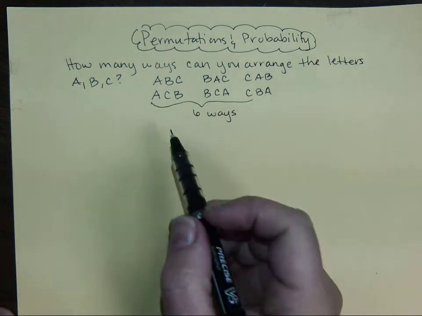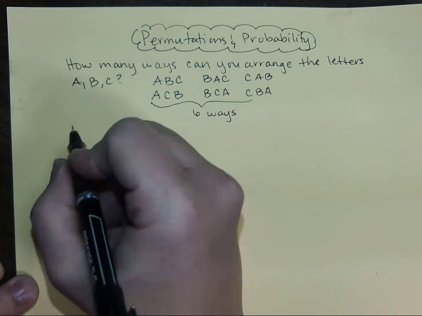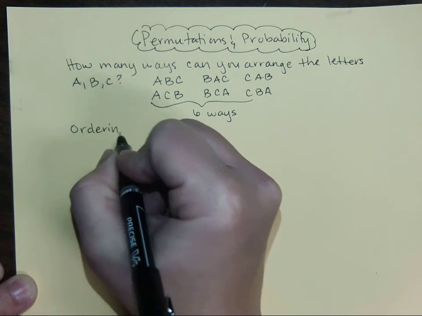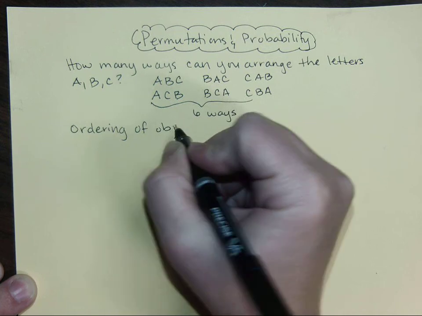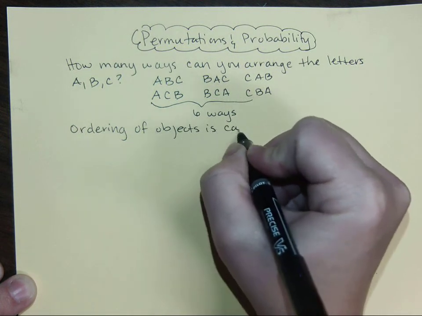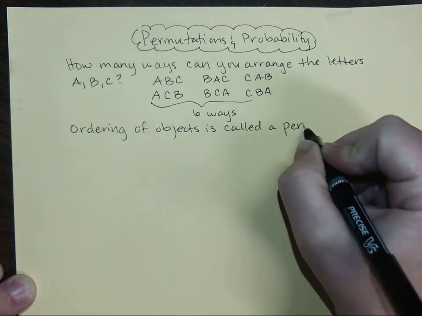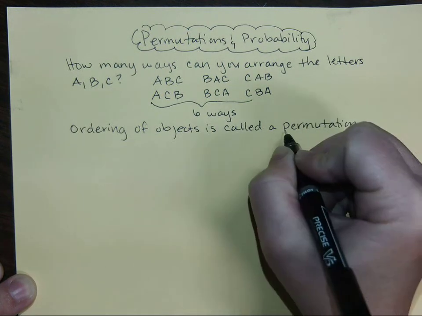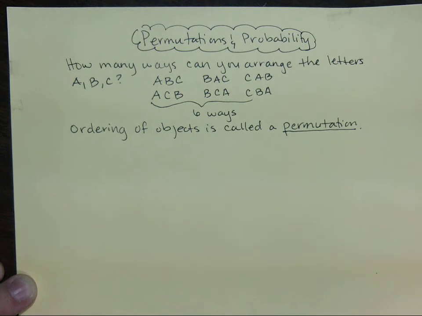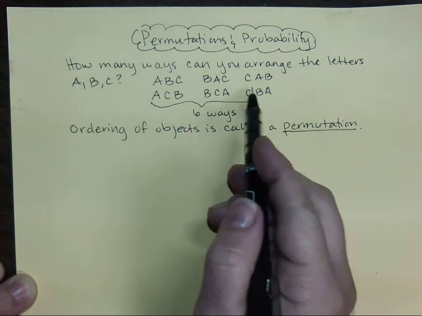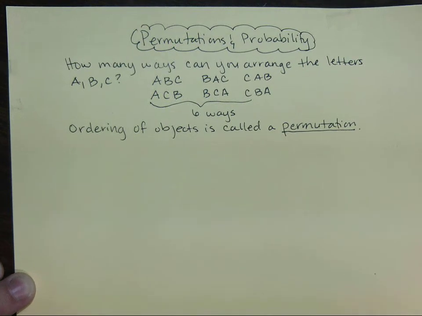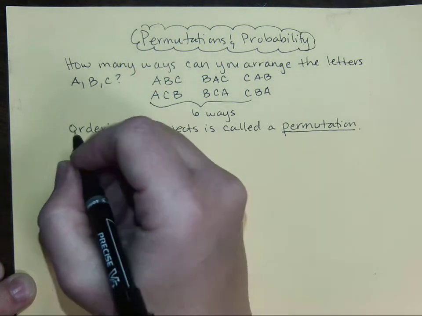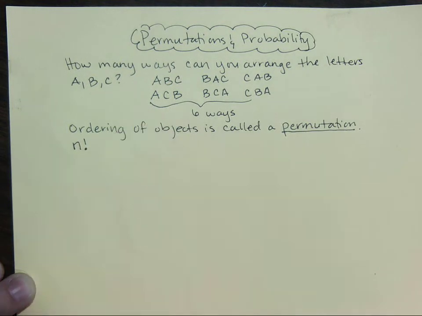Now, this ordering of objects is called a permutation. Okay. And the way that you find this number of ways that you can arrange these objects is found by what we call n factorial. Some calculators have a little button for the factorial. If not, you're going to have to do the work on your own.